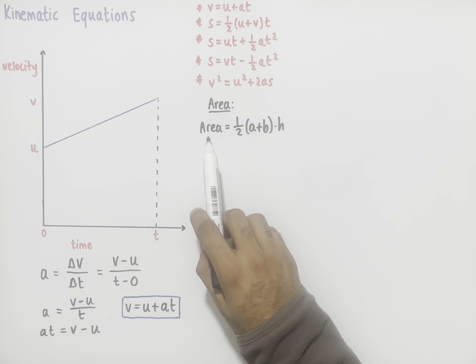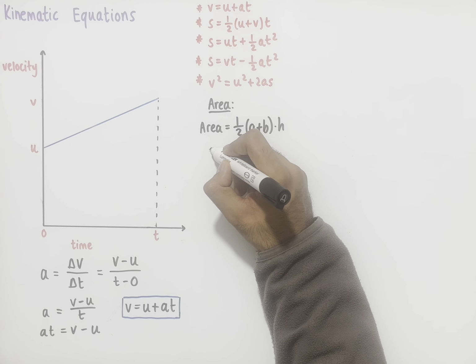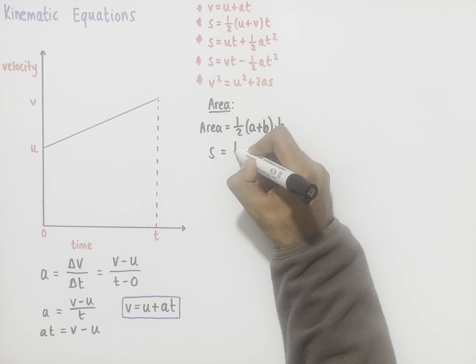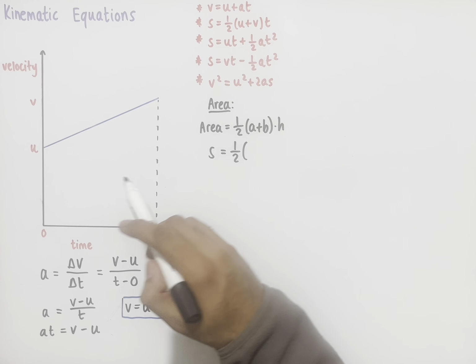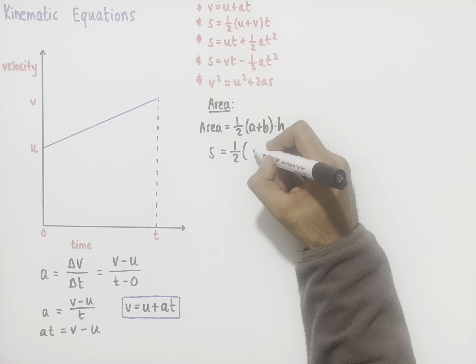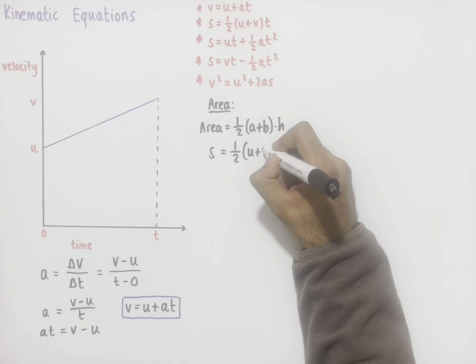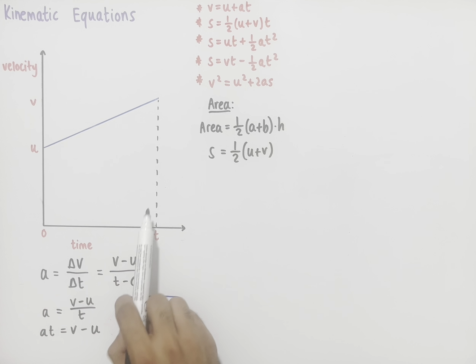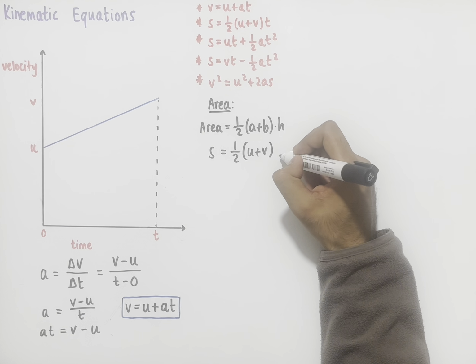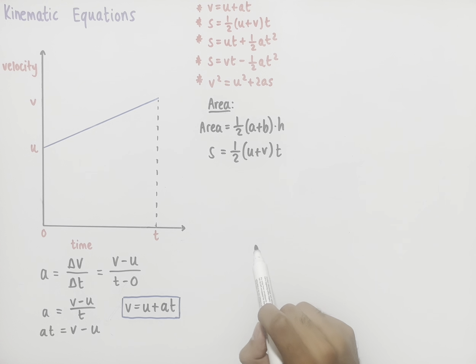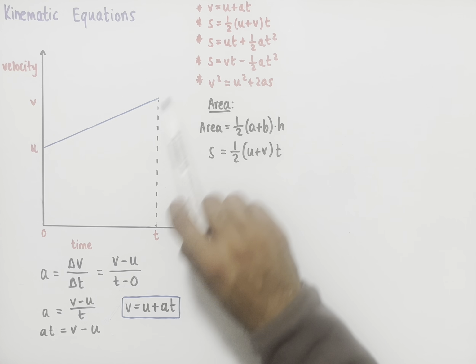In this case, the area represents the displacement, so we'll label this as S. Then we have the 2 parallel sides, which in this case are u and v, so we'll replace a and b with those. And then the perpendicular height of this trapezium is equal to t. We'll replace h with t, and this gives us our second kinematic equation.